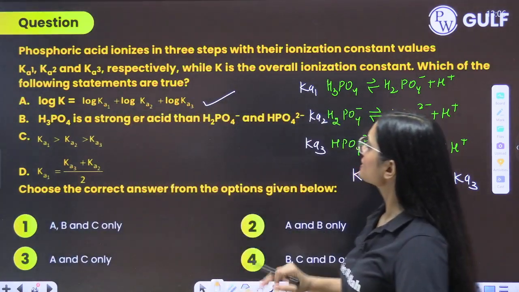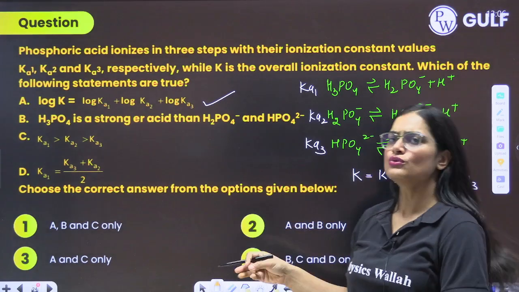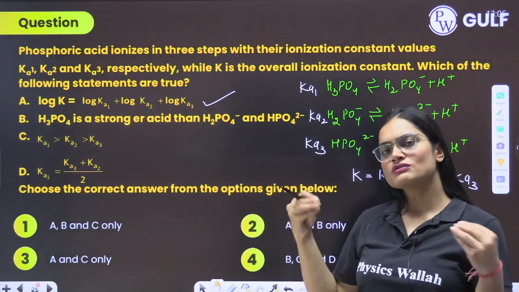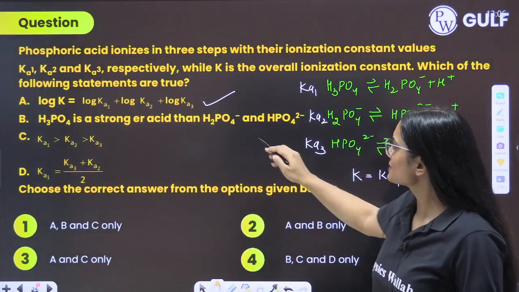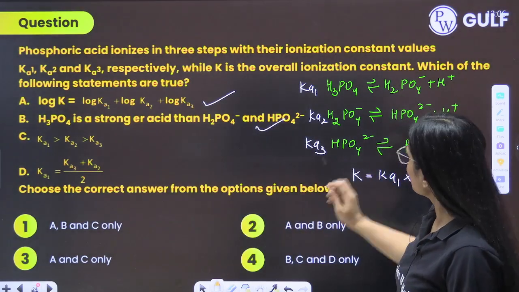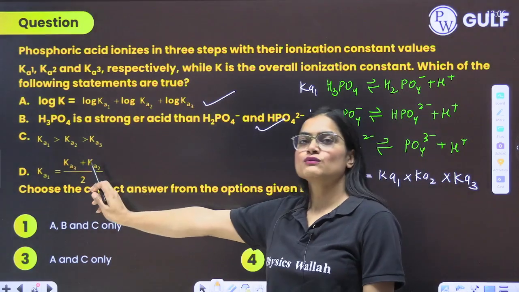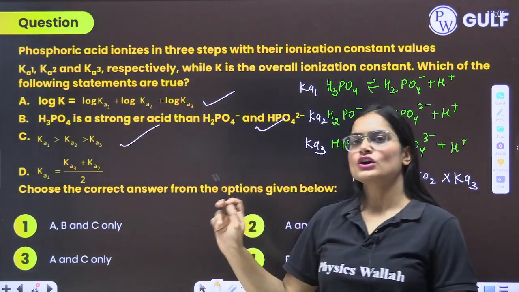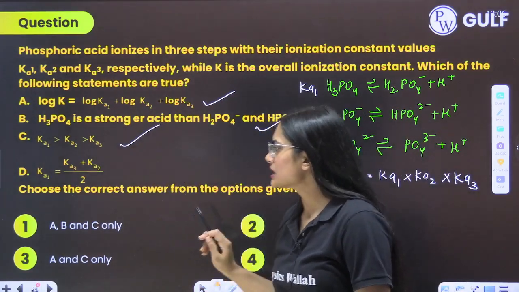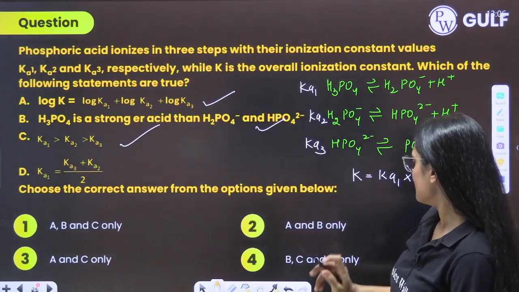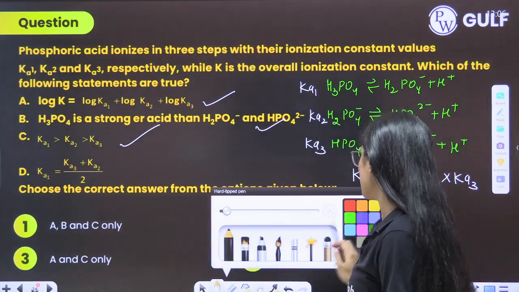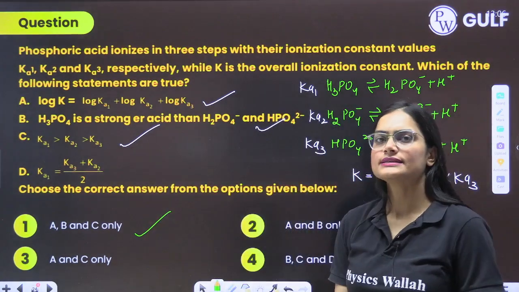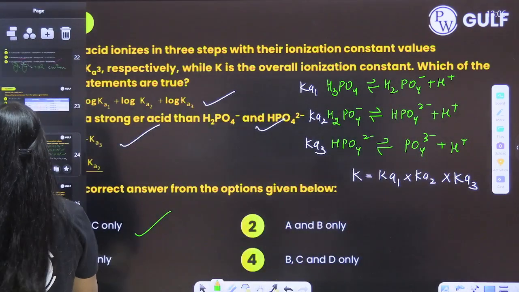H3PO4 is a stronger acid than H2PO4 minus. That is true. Most of the ionization takes place in the first step only. This is also true. K1 would be greater than K2 and K3. That is also true. Statement D is not correct here. So A, B and C. That is option 1, the right answer here. Next one, guys.